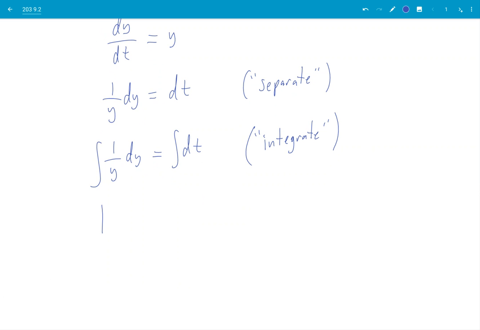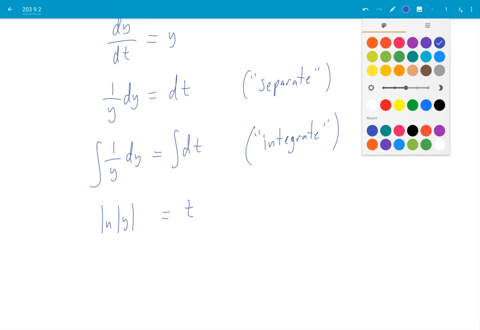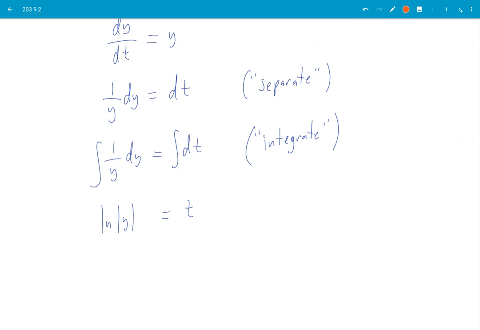On the left-hand side, I have ln absolute value of y. On the right-hand side, I get just t. Now, when we do indefinite integrals, we typically have a plus c and a plus c. But what we're going to do is just combine those into a single plus c on the right-hand side.